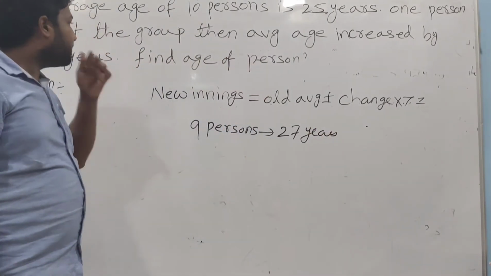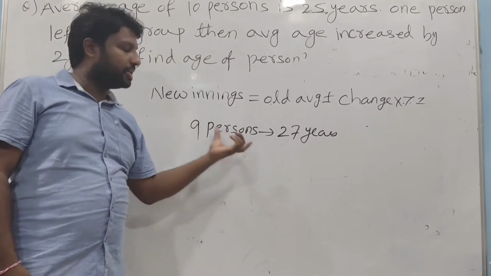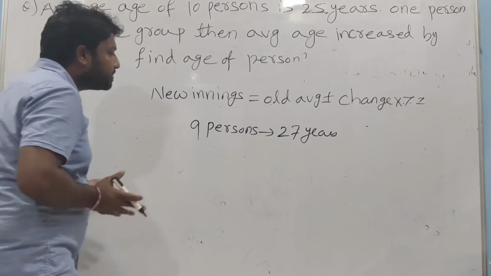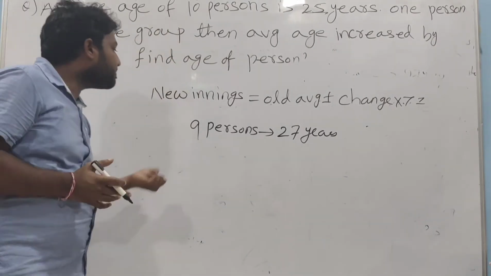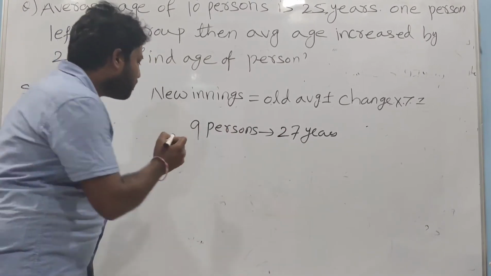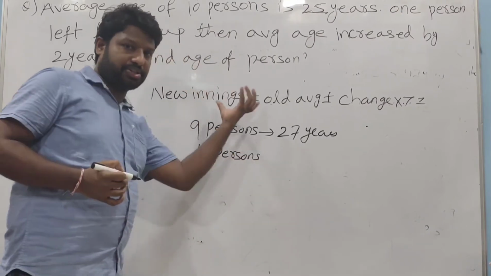Okay. So I am taking the question from the reverse side. Initially there are 9 persons, so their average is 27 years. Now, instead of one person leaving the group, I am taking that one person joined the group. 9 persons are there, their average is 27 years. Now one person joined the group. How many people are there in total? 10 persons.